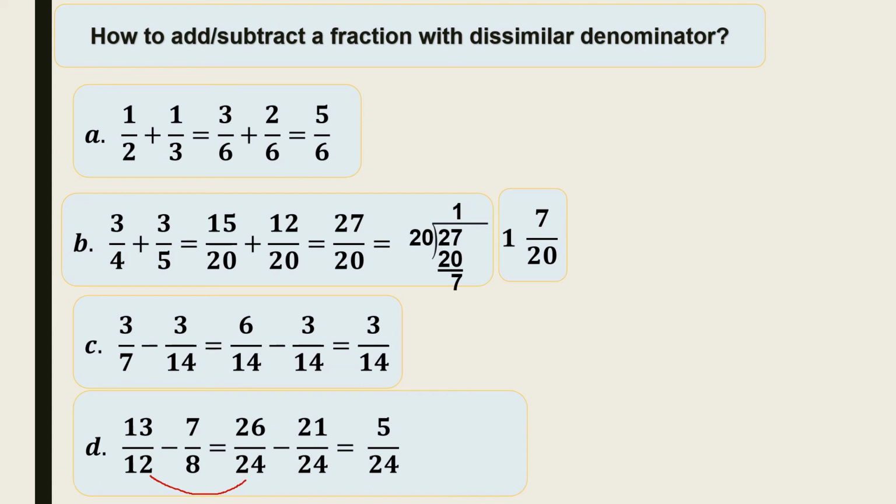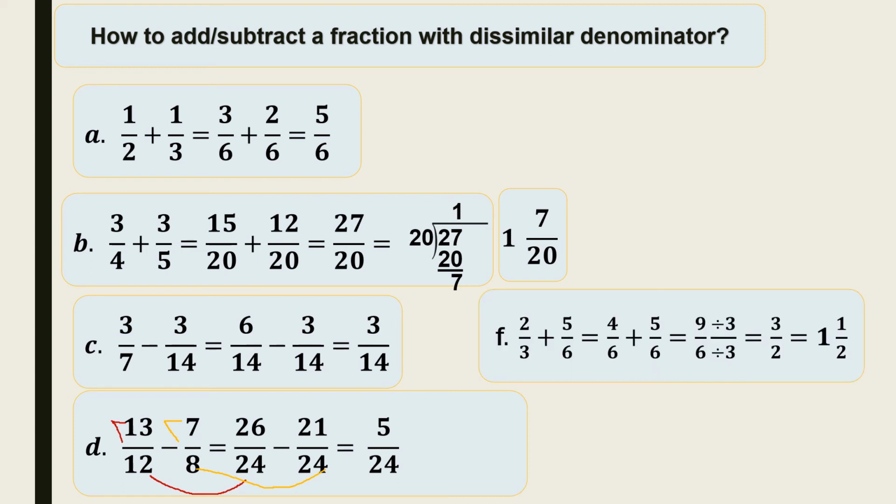24 divided by 12 is equal to 2, and then multiply 2 by 13. So the answer is 26. The same happens with the other part. We must divide 24 by 8, that is 3, and then multiply it by 7. So therefore the answer is 21. Can we subtract? Yes, because they have the same denominator. 26 minus 21 is equal to 5. 5 over 24 is the final answer.